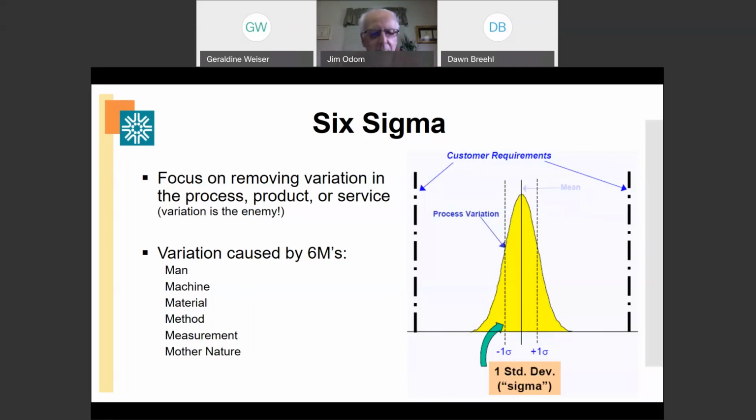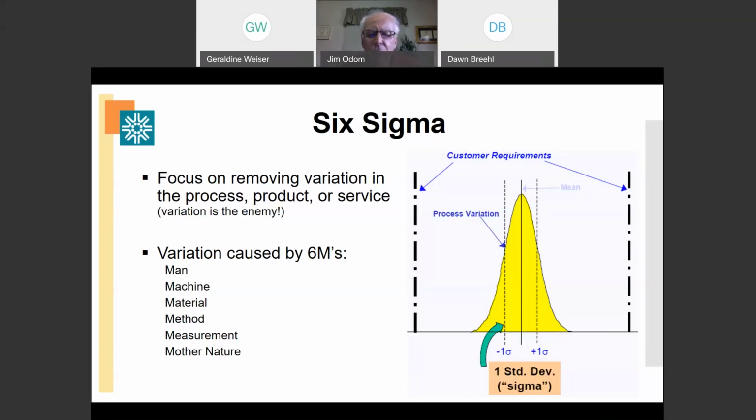So, a little example. Okay, I'm going to switch gears a little bit. Now we're going to be talking about Six Sigma. Six Sigma, on the other hand, focuses on removing variation in a process. Lean was all about identifying and eliminating waste. From a Six Sigma standpoint, you're trying to reduce variation. And as I said earlier, variation is considered the enemy in our process.